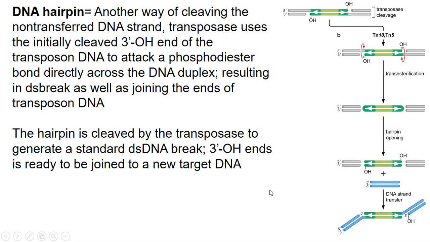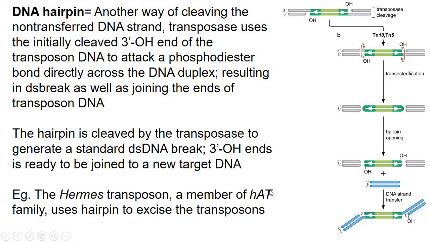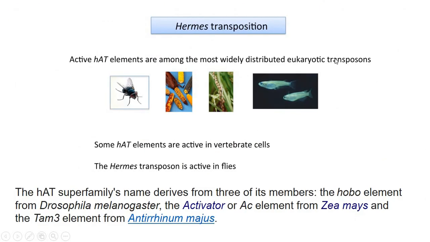It's called hairpin. One very good example of these DNA hairpins is the Hermes transposable element, or Hermes transposon. Hermes transposon elements have been used extensively in a number of different organisms as a tool for transgenics. These are members of the hAT family. These use this hairpin to excise the transposon. This Hermes transposition, as I said, is active. This is an active family.